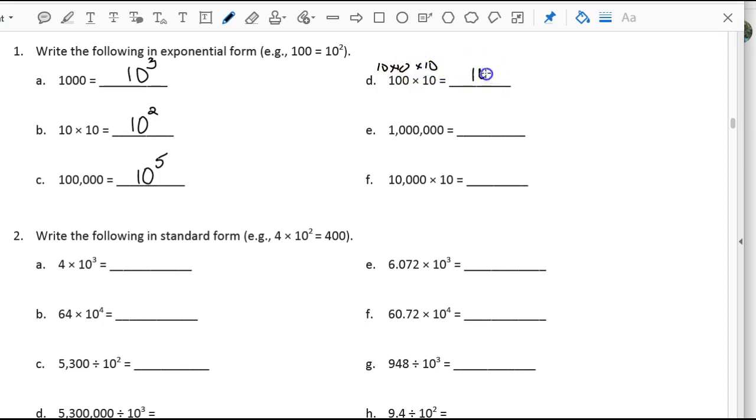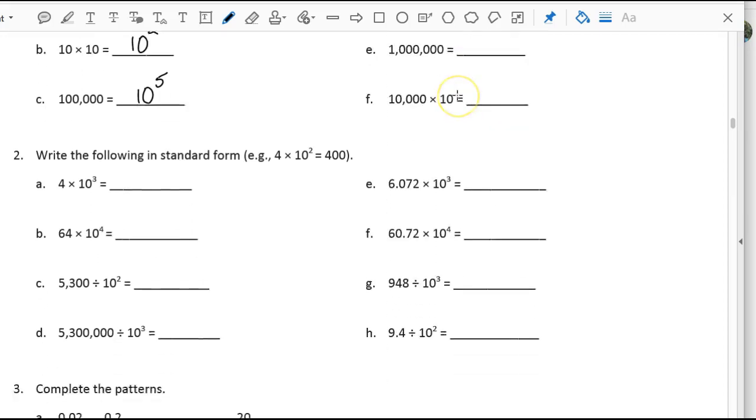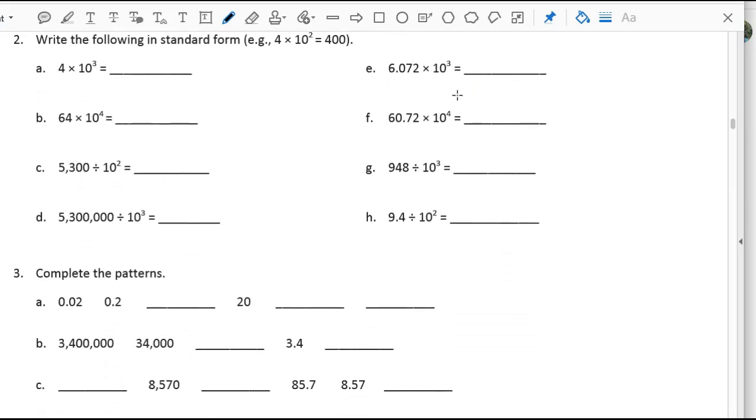So it's 10 to the 3rd power. Now let's take a look at what happens if we actually throw some digits in there as to what's happening. Let's go ahead and keep doing the multiplication ones. Let's try this one because this is complicated.